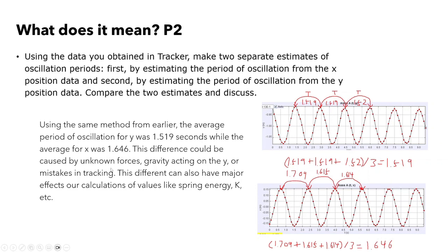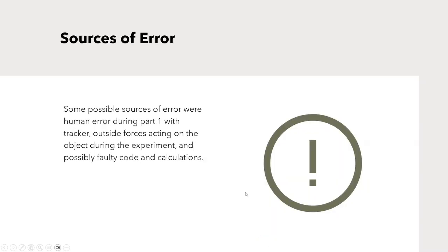The difference could be caused by unknown forces, gravity acting on the y, or mistakes in tracking. This difference can also have major effects on our calculations of values like spring energy, spring constant k, etc. Some possible sources of error from my experiment were human error during part 1 with tracking and inputting the middle of the object, the outside forces acting on the object during the experiment, and possibly faulty code and calculations.